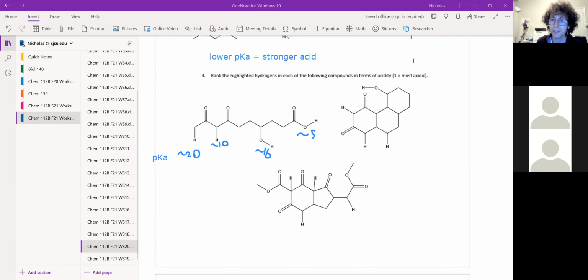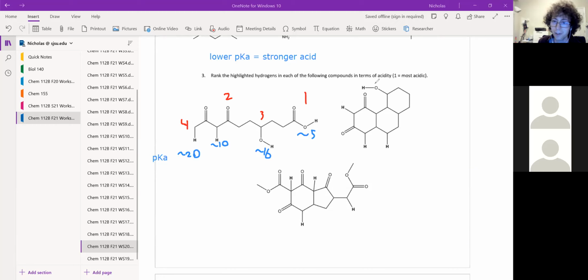So we're saying 1 is the most acidic, 4 is the least acidic. So once you have the pKa values in mind, you can just go from lowest to highest pKa. So like this is 1 and 2, 3, and 4. That's how you would rank these, because it went from low to high pKa. Okay. And we'll have a similar process for the next one.